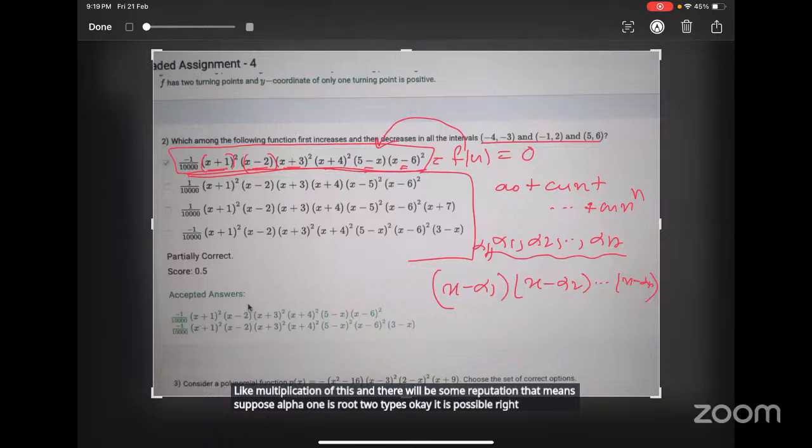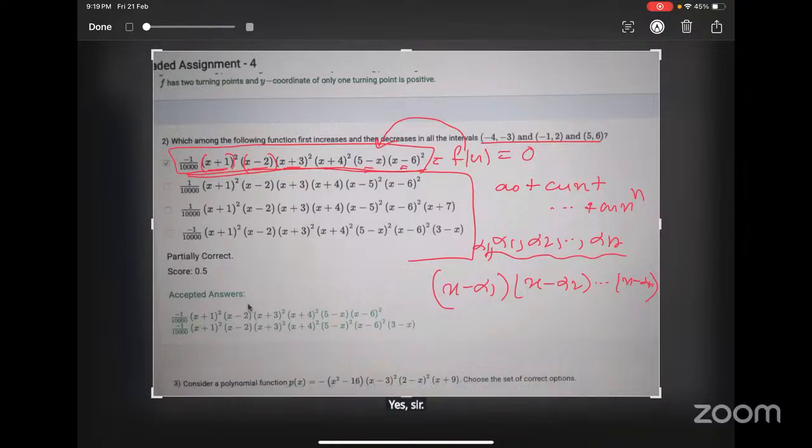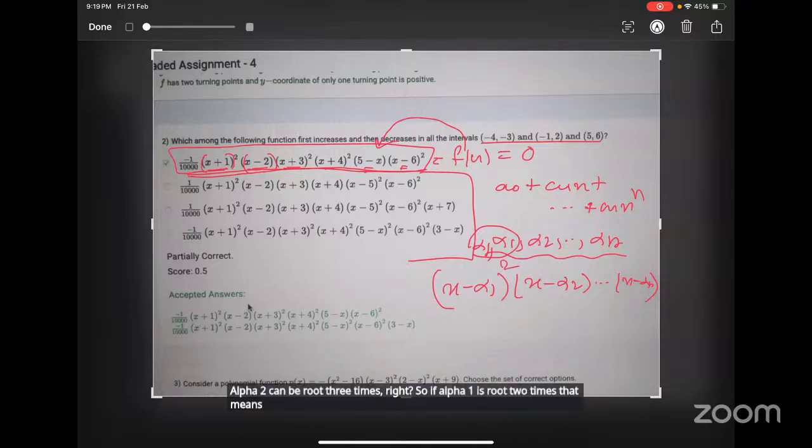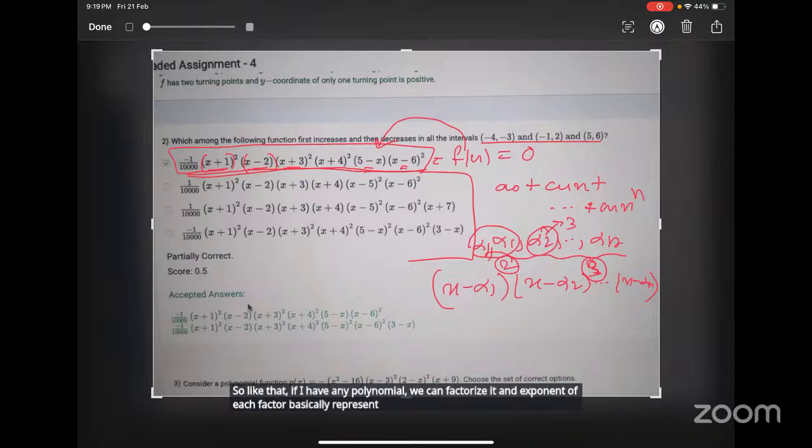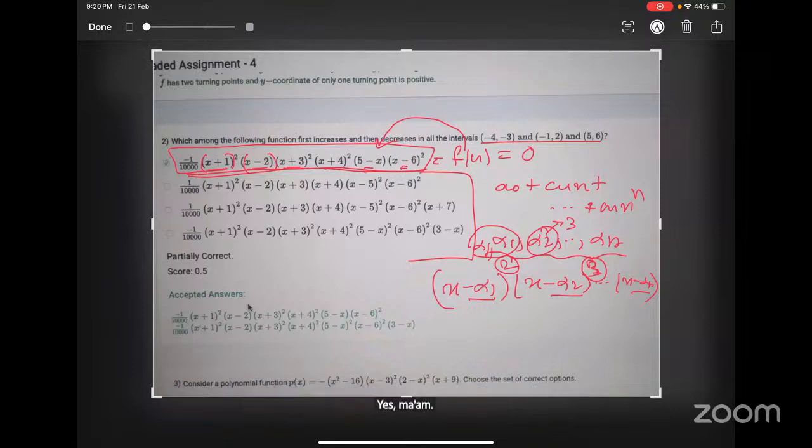We know that it is possible, right? Alpha 2 can be a root 3 times, right? So if alpha 1 is a root 2 times, the exponent will be 2 here. Yes, ma'am. If alpha 2 is a root 3 times, then the exponent will be 3 here. So if I have any polynomial, we can factorize it, and the exponent of each factor represents the repetition of the root, and we call it the multiplicity of the root. Okay, and these are the roots. Any doubt?